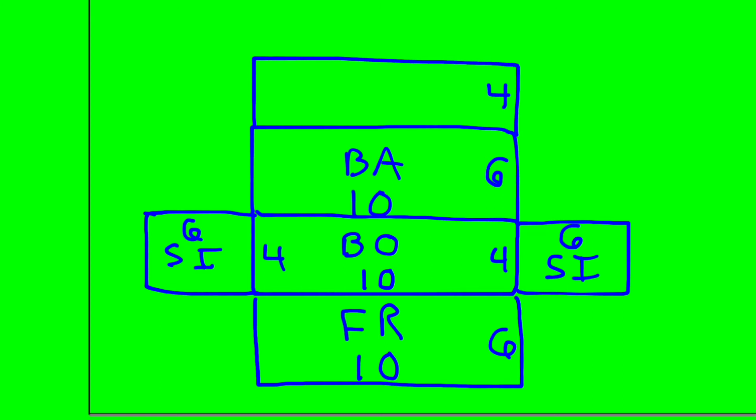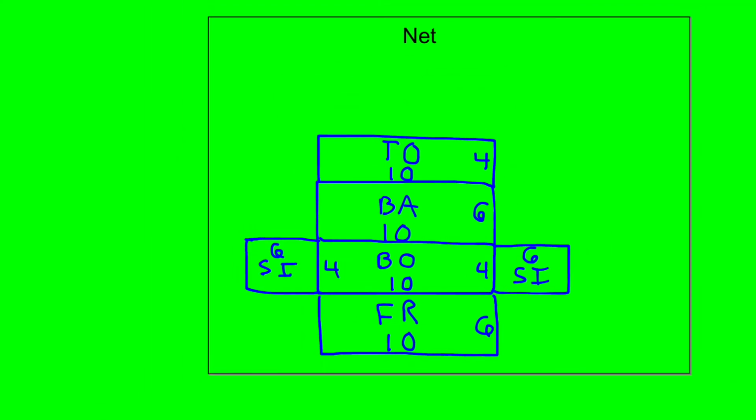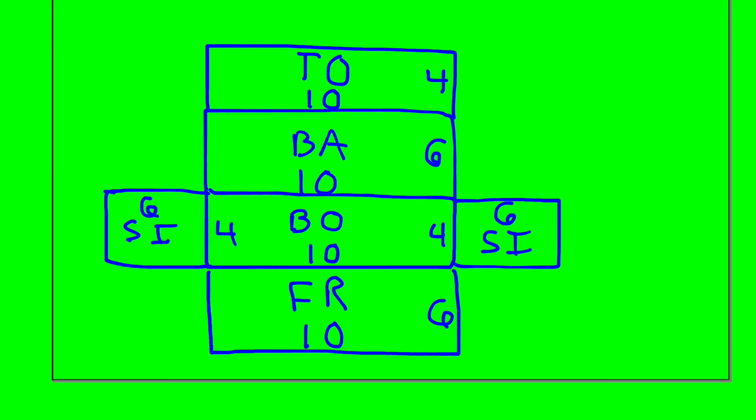And there's your 10 by 4. We'll call it TO for the top. And there's your net for this rectangular prism, and it's all labeled with its dimensions. And you can see here, what you really have are 3 different sized rectangles.